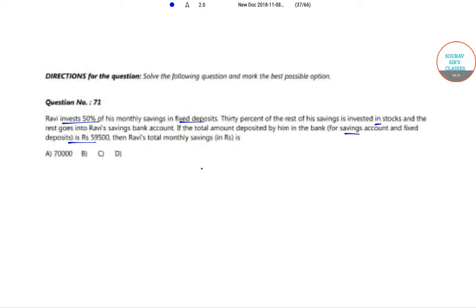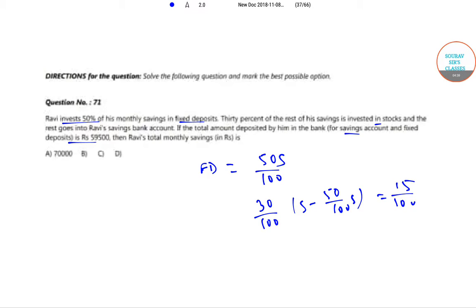So the fraction invested in FDs is 50s by 100. Investment in stocks is 30 by 100 into s minus 50 by 100 s. This is because 30% of the rest of his savings is invested in stocks. So this equals 15 by 100 s. And investment in savings bank account is 35s by 100.